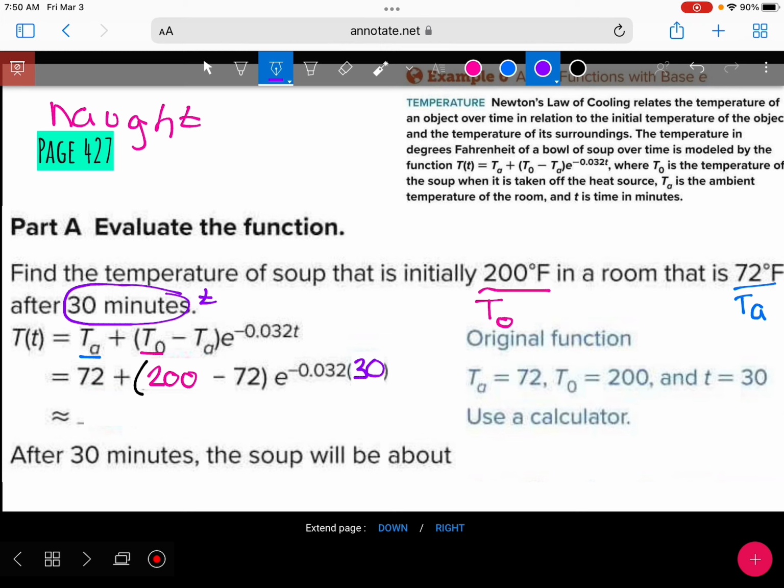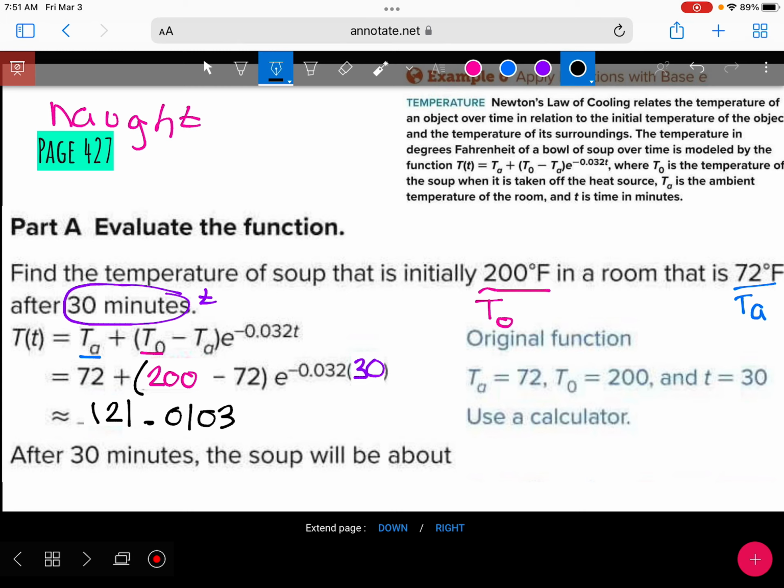And for part A here, all we do is put it in a calculator. So we're going to put 72 plus 200 minus 72. We're going to put our E back in to the power of negative 0.032 times 30. And it will spit out the answer of 121.0103. Calculator-wise, that's the answer.